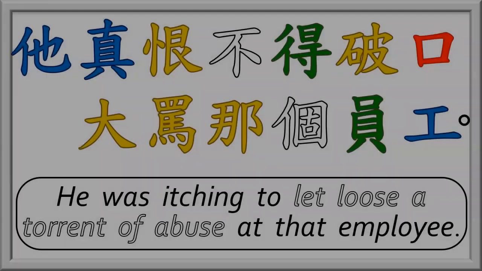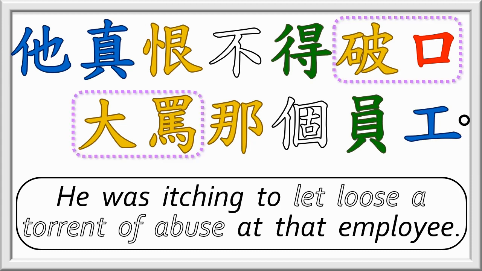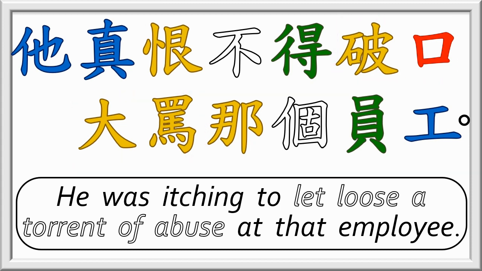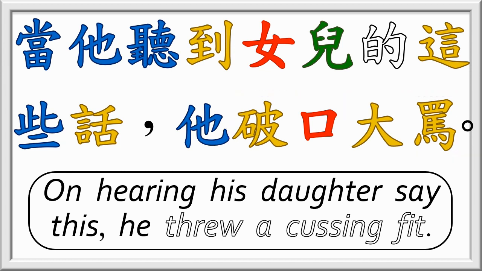When a person lets loose with a torrent of abuse, loudly shouting abuse at someone, Chinese uses the idiom 破口大骂, literally to burst out with abuse. 他真恨不得破口大骂那个员工。He was itching to let loose a torrent of abuse at that employee. 当他听到女儿的这些话，他破口大骂。On hearing his daughter say this, he threw a cussing fit.